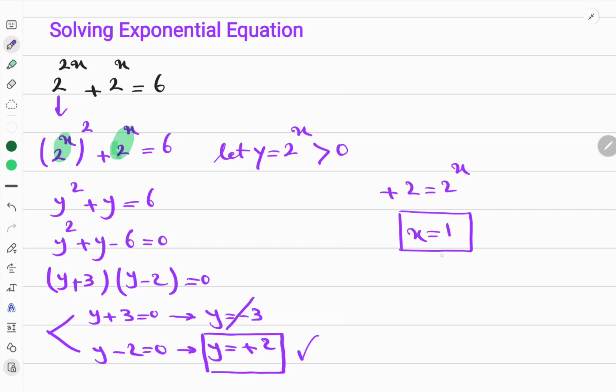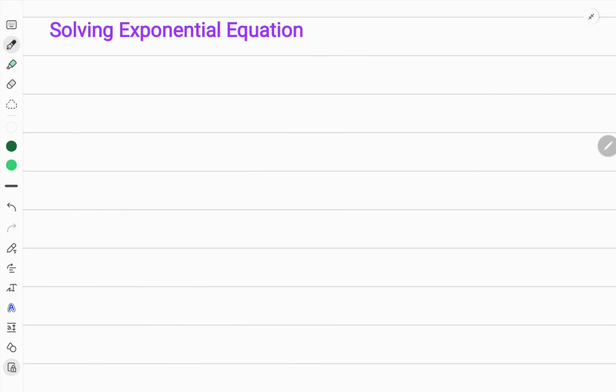If you substitute x equals 1 in the equation, you will have 2 to the power of 2 times 1 plus 2 to the power of 1 equals 6, which is completely correct. So we checked our answer for this question. Let's jump into the second question.